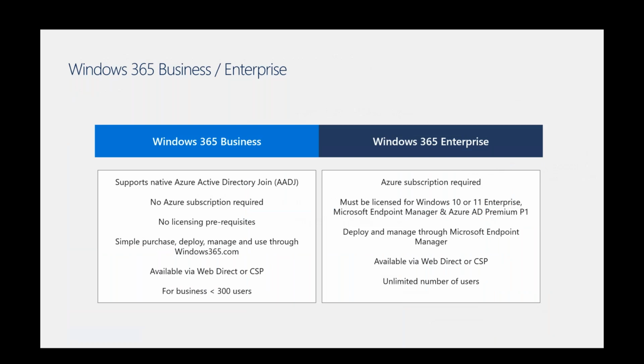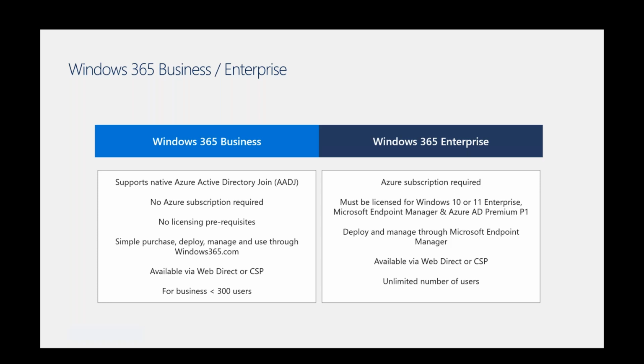Can do. So yeah, there are two flavors of Windows 365. Windows 365 Business is really intended for small companies where almost everything you're accessing is software as a service, things like Microsoft 365, streaming services, things like that. You don't need an Azure subscription. The licensing is built in, and there's not a lot of technical requirements. People can just go to windows365.com to get in there, and then use their VM.